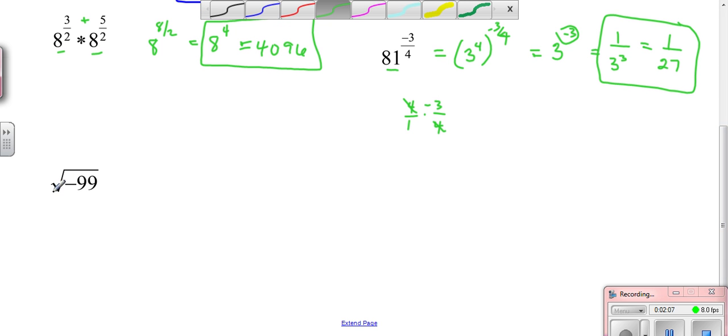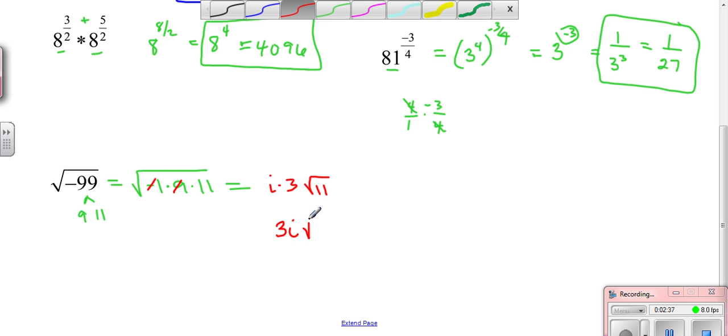Now the square root of negative 99, prior to this chapter we would say no real answers, but now we know that this is really the square root of negative 1 times 9 times 11. So when we go through our standard procedure, what's the square root of negative 1? That's i. What's the square root of 9? That's 3. Can I take the square root of 11? No. So my answer is 3i square root 11. Because remember that key math fact that i squared equals negative 1, and the square root of negative 1 is equal to i.